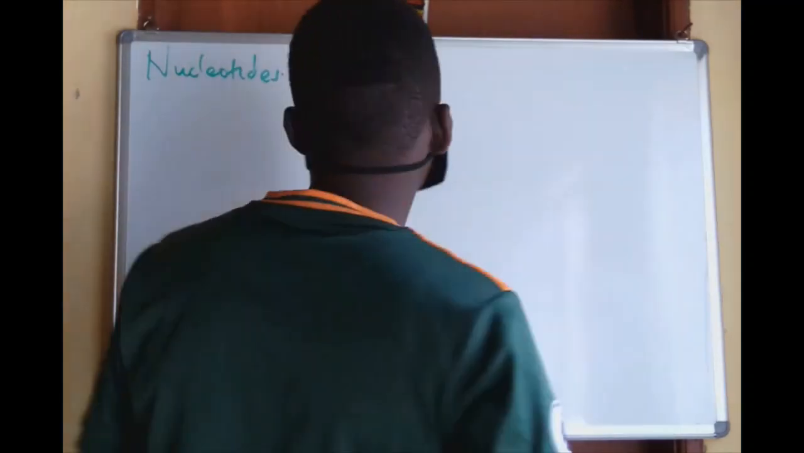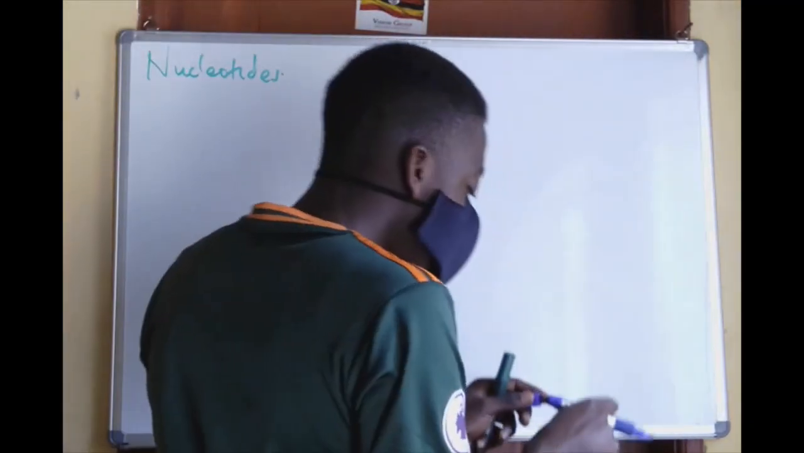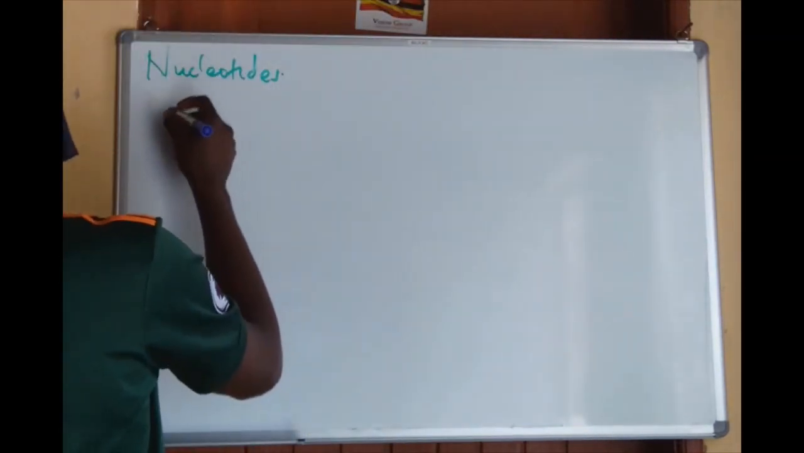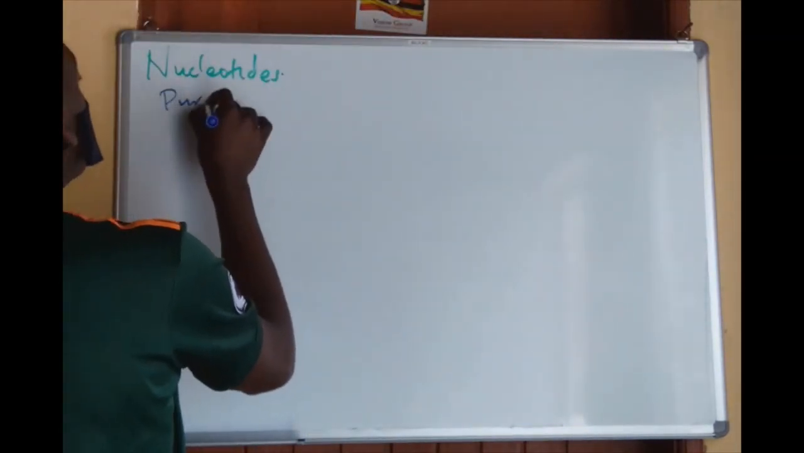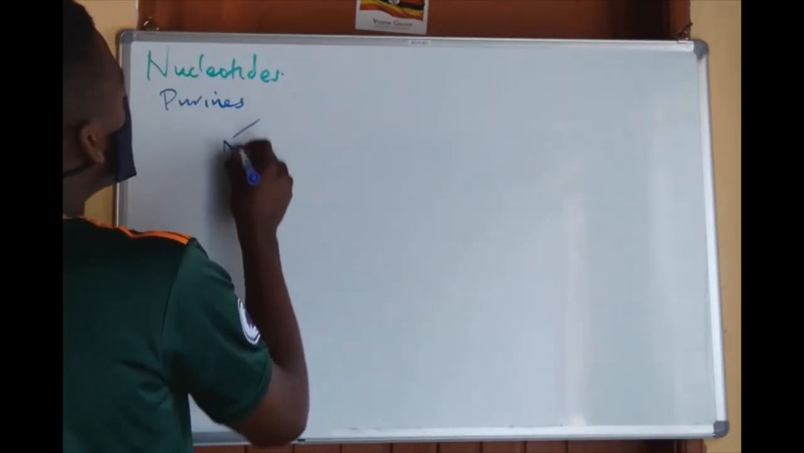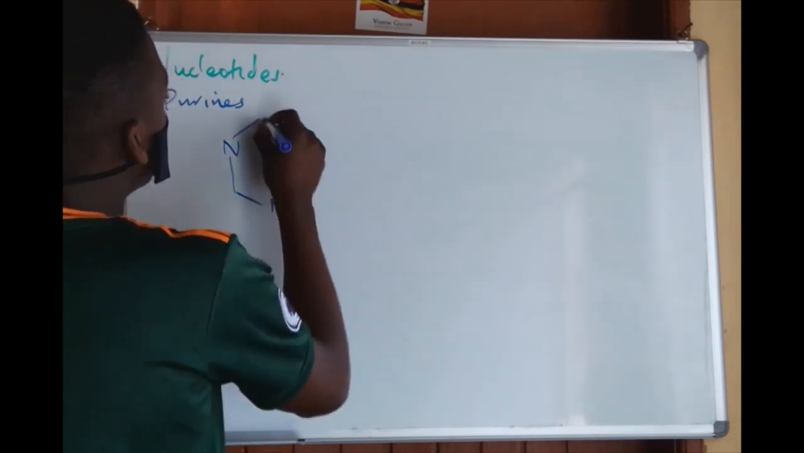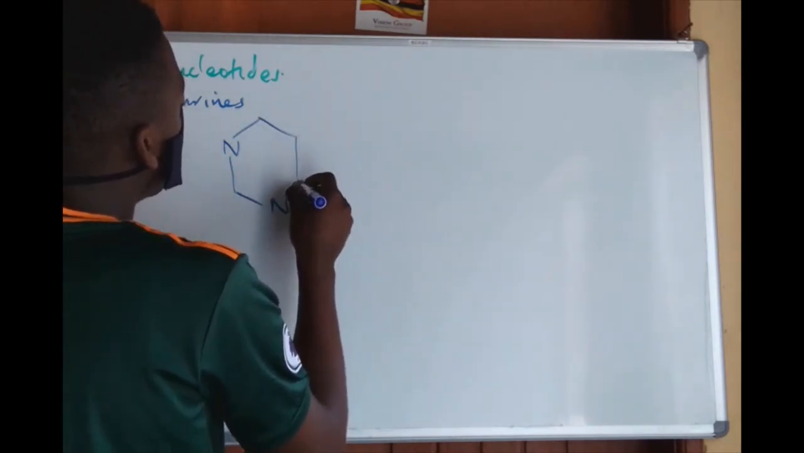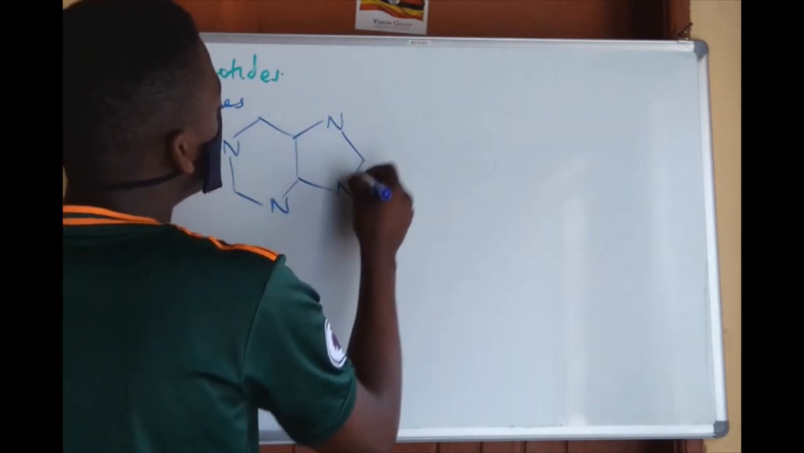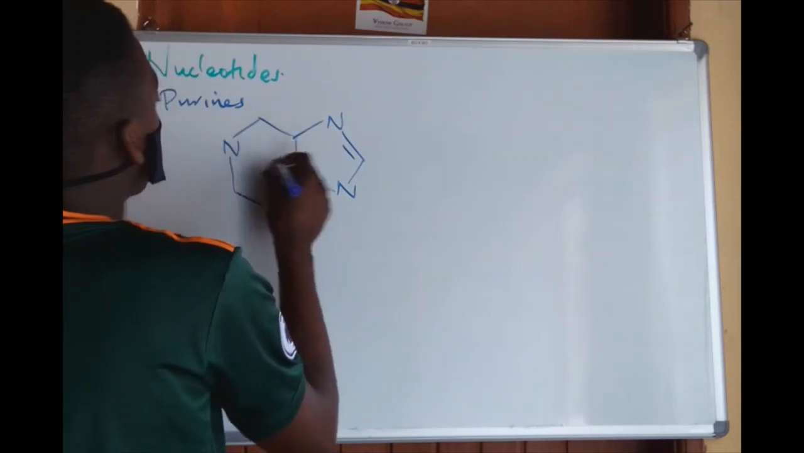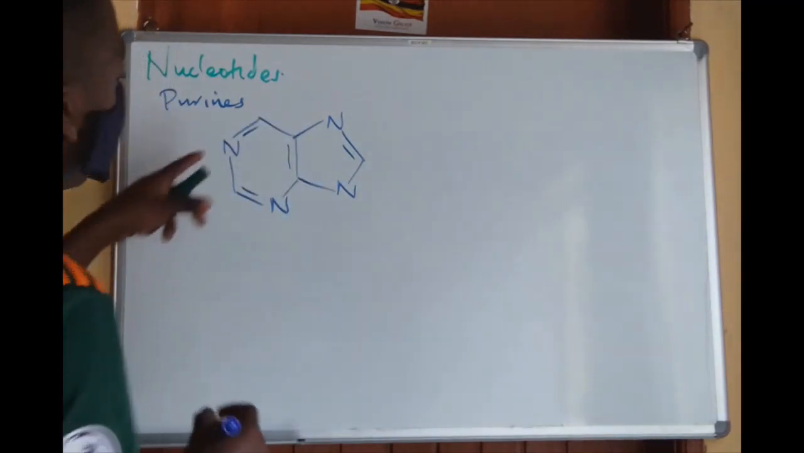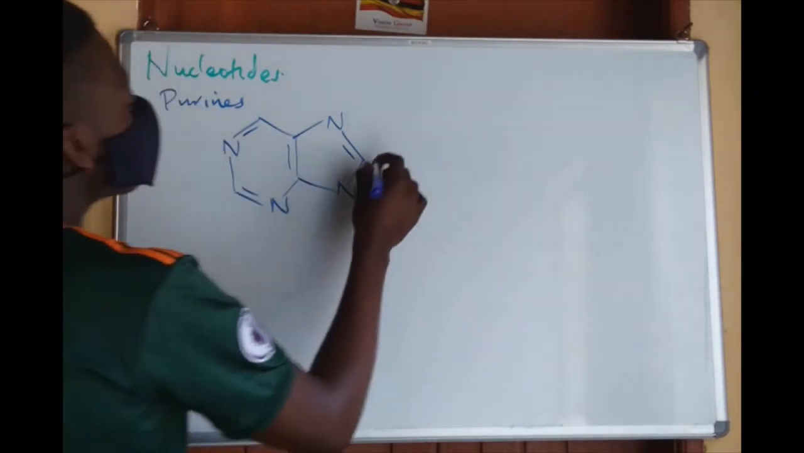Yes, to add on to that, I want to go into the structure. A nucleotide, for example the purines, will have a 6-carbon ring made up of nitrogen and carbons, and we shall also have an imidazole ring. That is the basic structure of a purine. Yes, so this is just a purine.